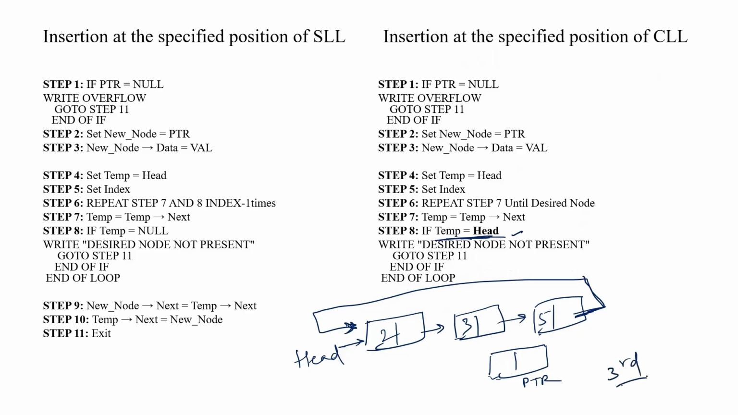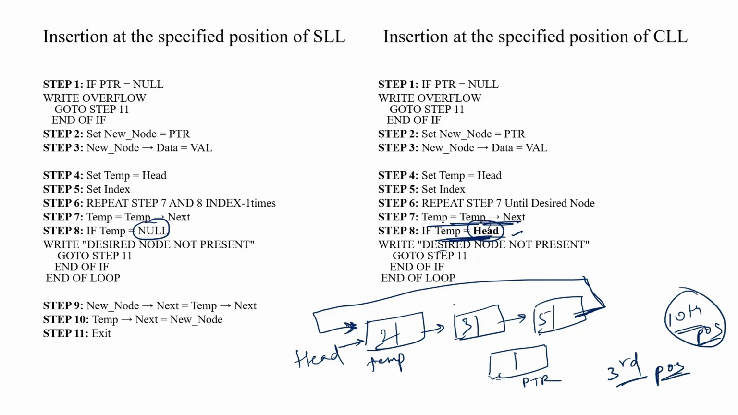Right now, I want to insert the node at the third position, and we have only three elements. If I tell you to insert the new node at the 10th position, I will not be able to do it. So if you keep doing temp is equal to temp to next, it will come on head once. So in this case, I can say that we don't have a 10th node. The desired node is not present, and we can go to step number 11, that is exit. So here we are changing just one thing: in the singly linked list we were checking null, and here we are checking head. Remaining steps are the same.